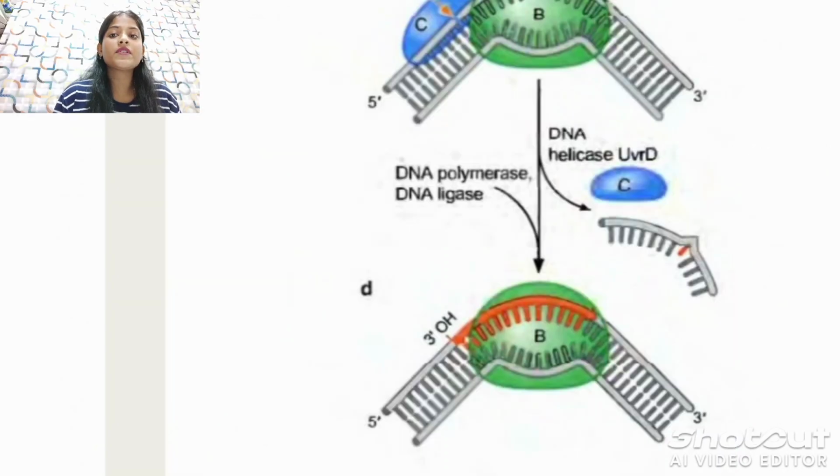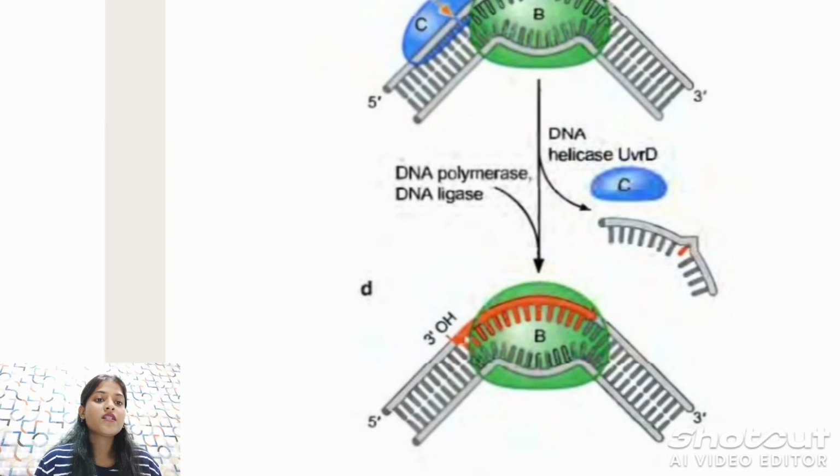The next step is DNA repair synthesis. A new patch of DNA is synthesized to fill the gap left by the removed DNA. DNA polymerase II fills the gap by synthesizing the new DNA, and finally DNA ligase seals the new strand into the existing strand, completing this process. So this was the overall mechanism of nucleotide excision repair.